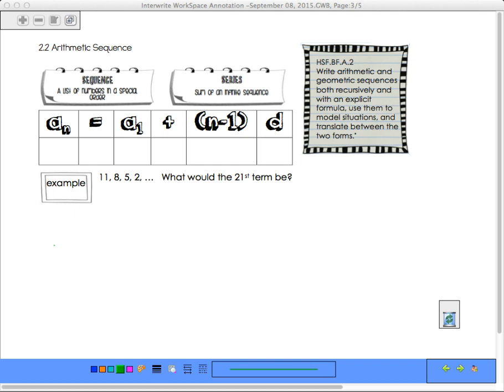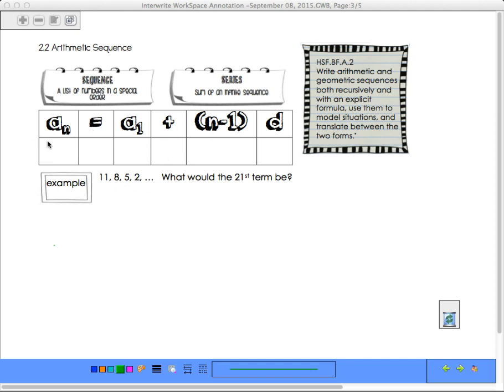So we're just looking at arithmetic sequence for today, which is a list of numbers, and we're going to find a term. So maybe we want to find, like in this one right here that we're going to look at in a minute, we want to find the 21st term. Okay.